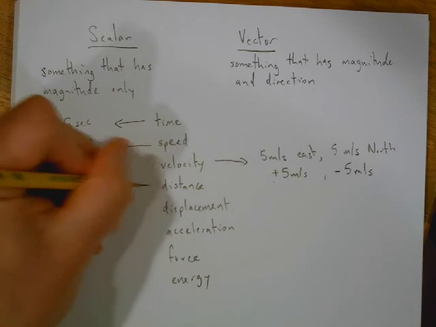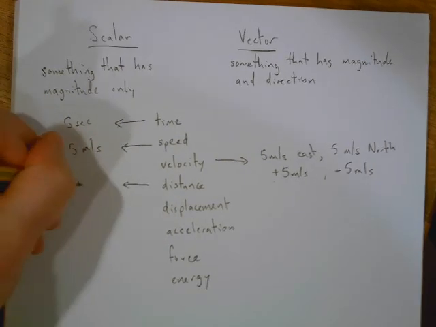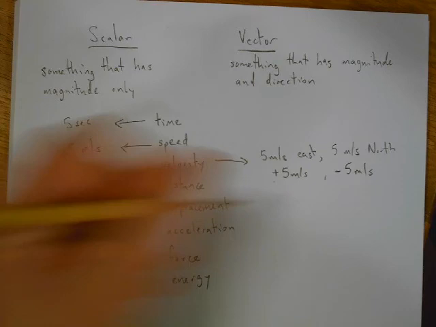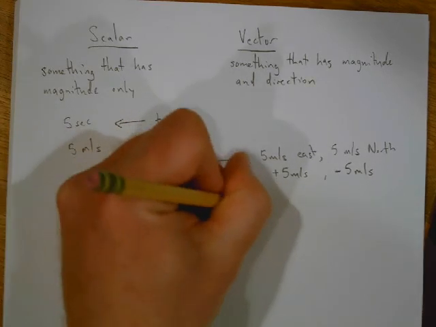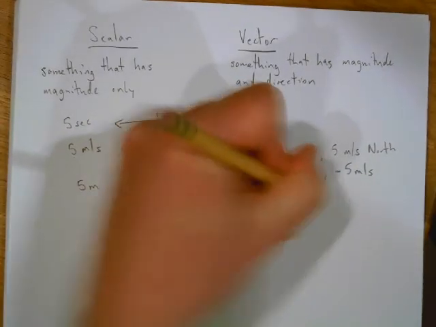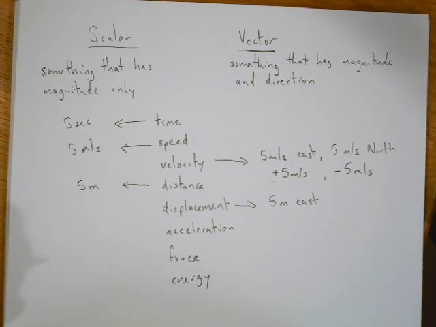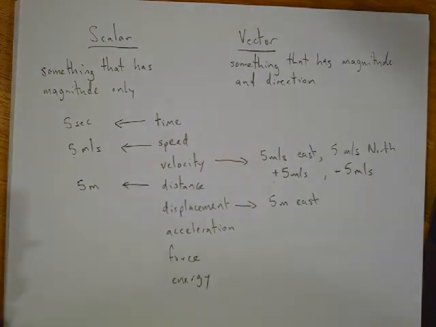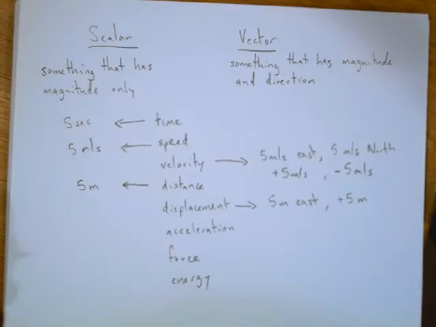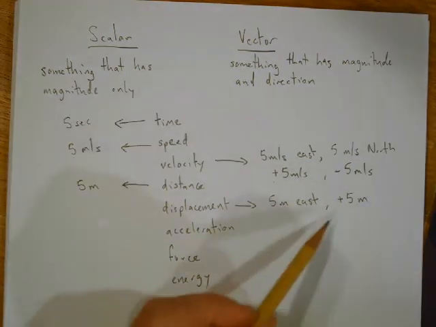Okay? Distance. Distance is how far you go. That's a scalar. Hey, I walked 5 meters. Displacement is a vector. Hey, I walked 5 meters east. Again, just like before, it could be north or south or east or west, but you could have plus 5 meters where the plus is telling you what direction you went.